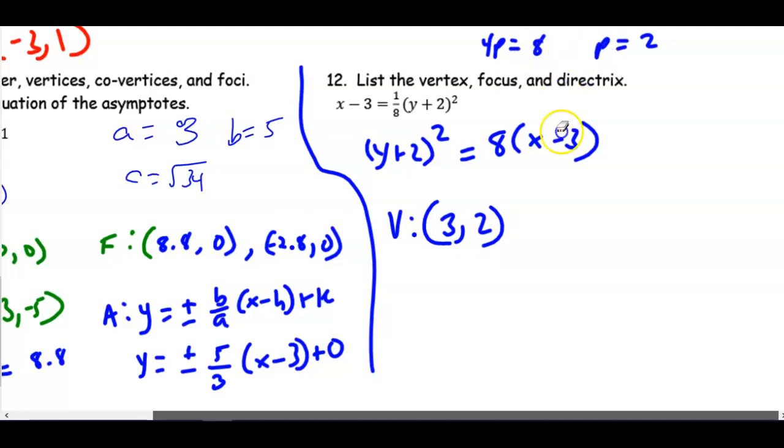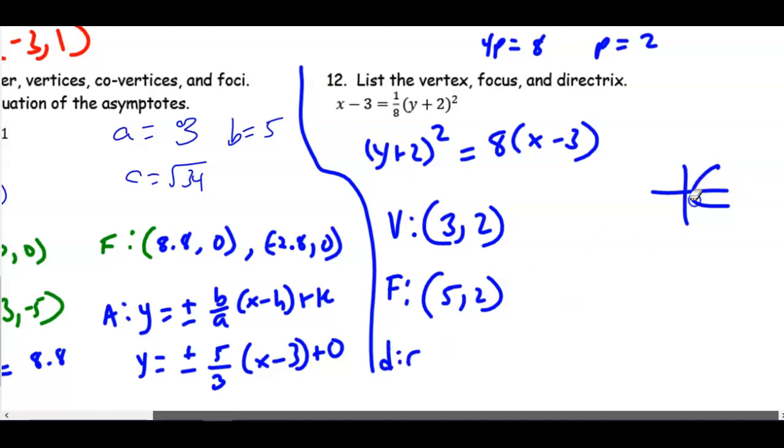Since p is 2, and by the way, y is squared, so this is horizontal. So I'm going to go left 2 to get my focus, so 1, -2. Wait, I did this backwards. I just caught it. For the focus, I'm going to go right because that's positive. So I go right 2, so 5, -2, because it opened up to the right. And then for the directrix, I'm going to go left 2 from 3, so it'll be 1. So x equals 1. There's my directrix.